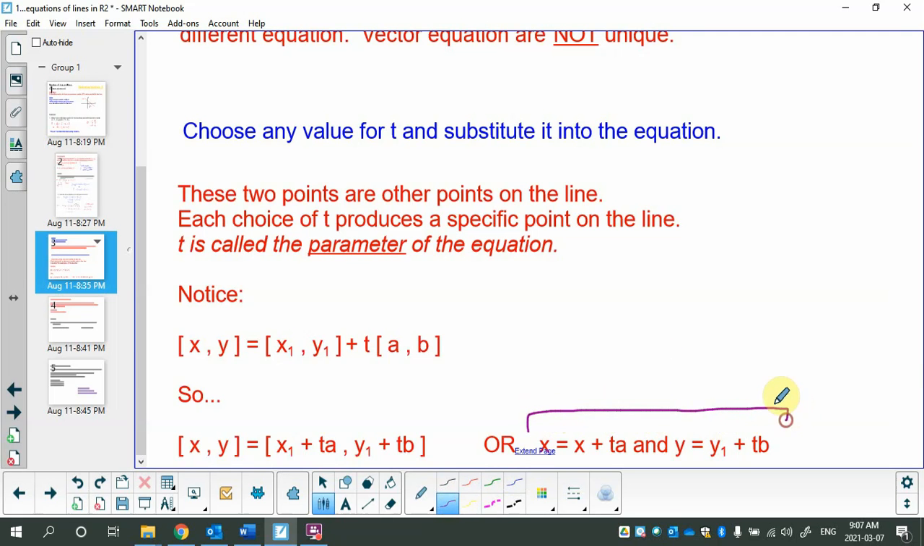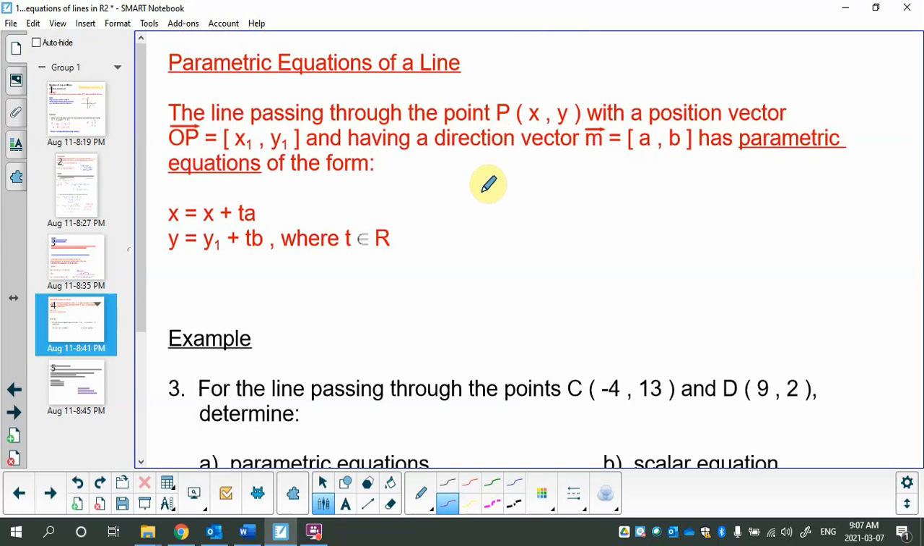This set of information is called parametric equations, because there is more than one of them. There's one for the x, there's one for the y. Next page, parametric equations of a line passing through point xy becomes a position vector OP, same x, same y, having a direction vector, so you still need a direction vector AB, and there's your parametric equations.